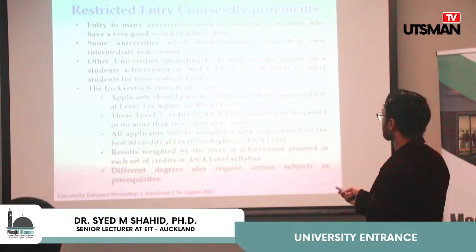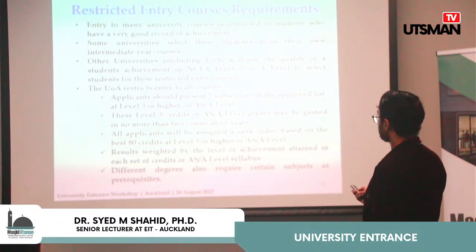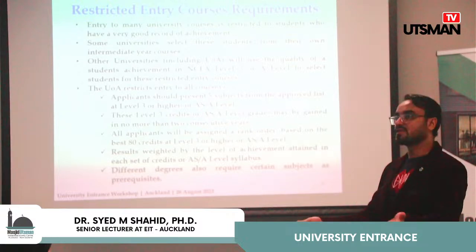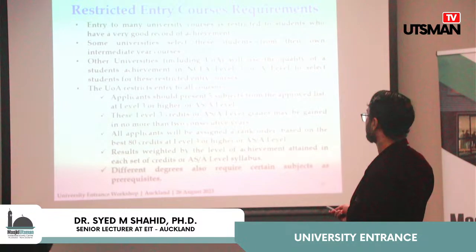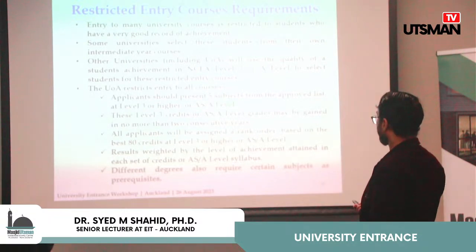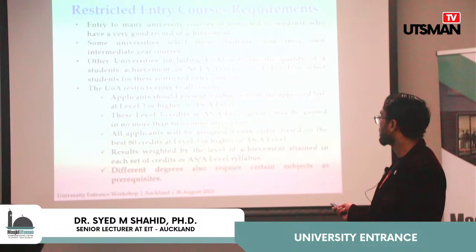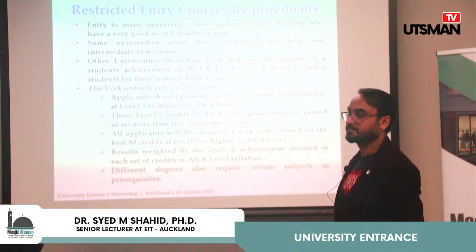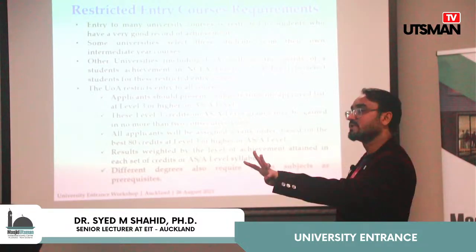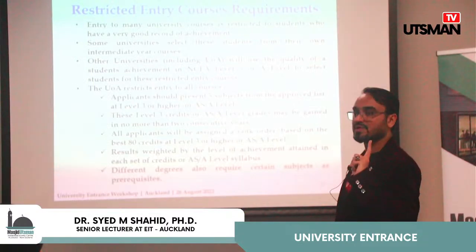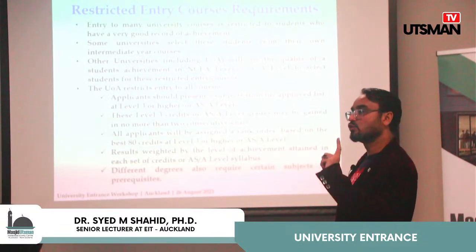Other universities, including University of Auckland, will use the quality of student achievement, NCEA level 3 or level 2, to select students. So it's not only that you meet the minimum criteria, you need to have a very good achievement record. What does it mean? Applicant should present 5 subjects from the approved list. Now this is a different thing. Up to now I was talking about 3 subjects. Now they are looking into 5 subjects. More is better. For restricted entry criteria, they look for 5 subjects.